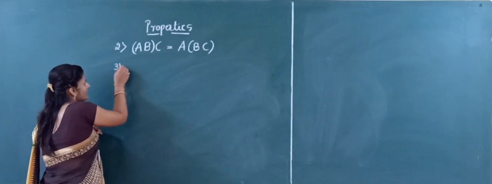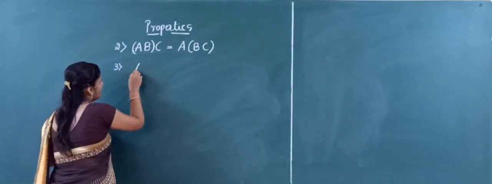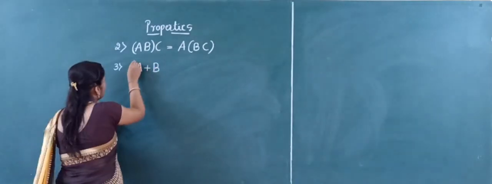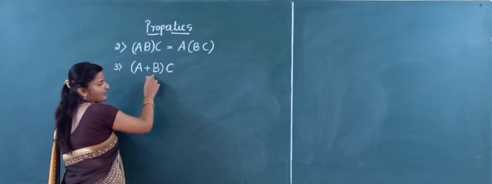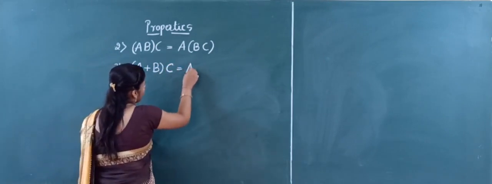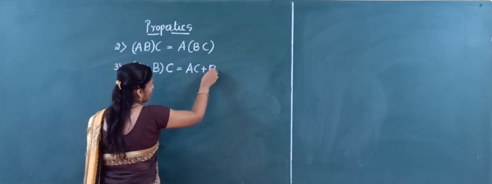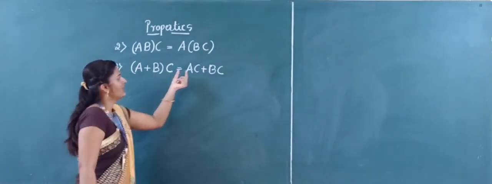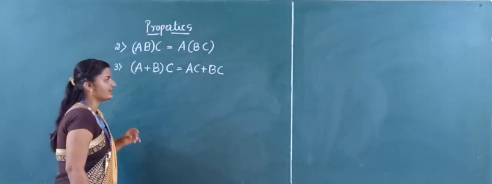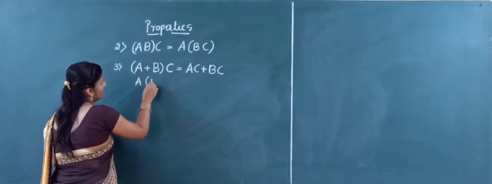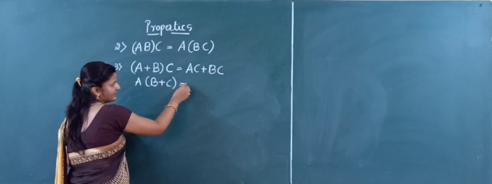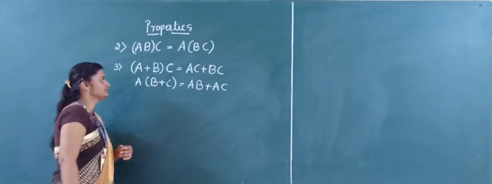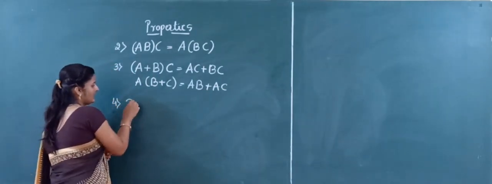And third law is distributive law. If there are three matrices and A plus B, and we have to multiply C to the whole A plus B, then we can multiply AC plus BC. So after adding we can multiply, or after multiplying we can add, both the answers are same. Like this, A into B plus C, then also the answer will be same: AB plus AC.